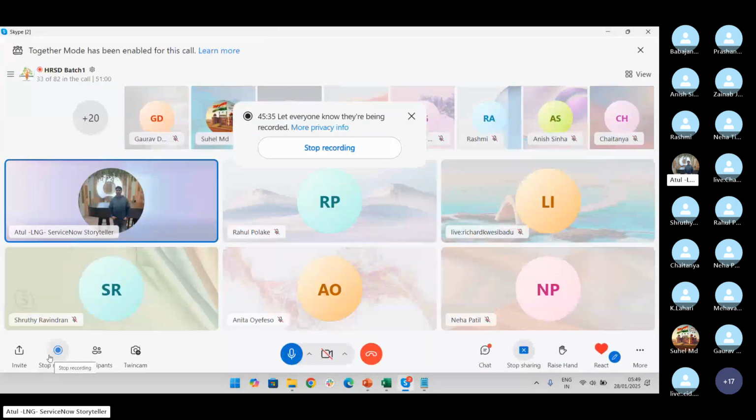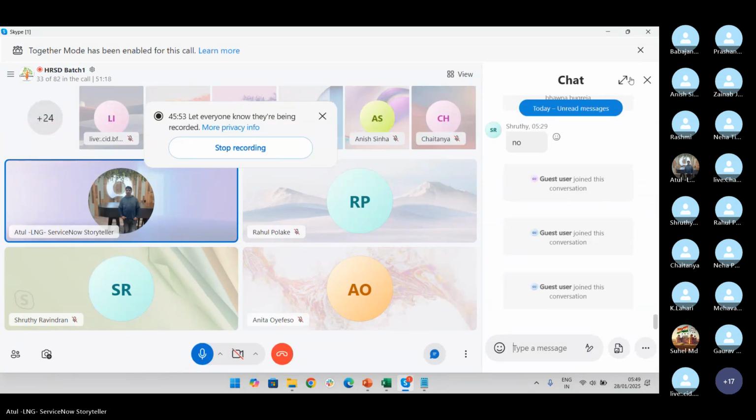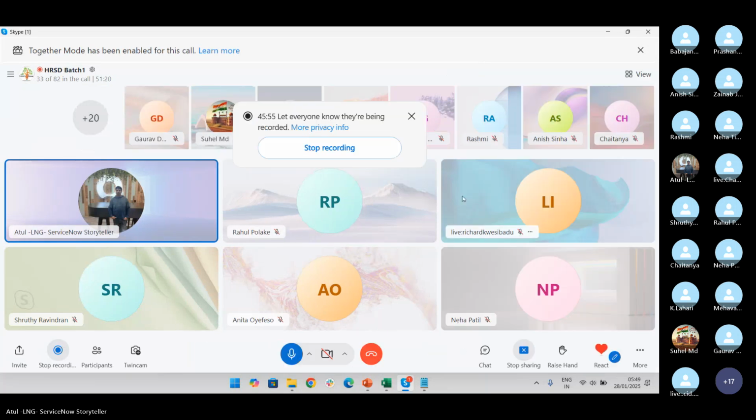Is everybody clear? Doubt, question, clarification? You can unmute and put your question. Acha, so intelligent. Everybody is all clear. Good. I have one question. Good.